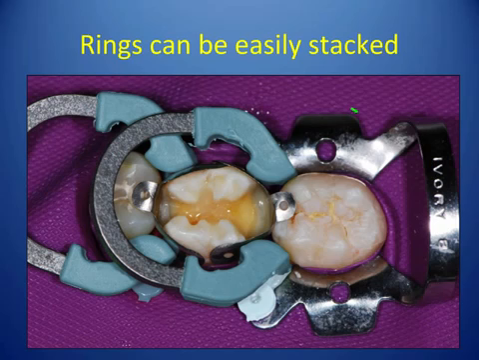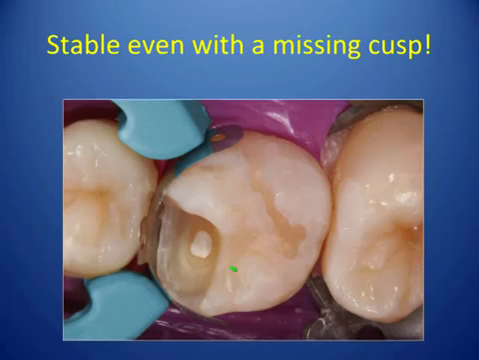Here you can see just an MOD application, one matrix ring placed on the distal, one on the mesial. We could also use this in an application where we place a Tofflemire band around the tooth and then use rings, and I'll show you a photograph of that in just a second. The stability with missing cusps, again, comes from the fact that the retention tips are so low down on that ring that it makes it very, very stable as you work.